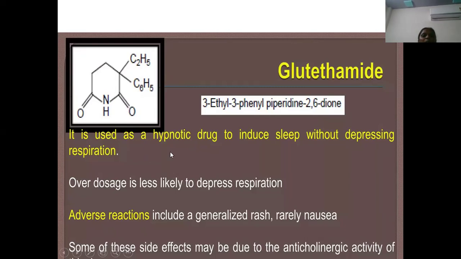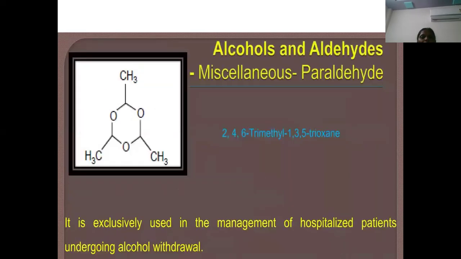It is used as hypnotic drug to induce sleep without depressing respiration. Overdose is less likely to depress the respiration. Adverse reactions include generalized rash, rarely nausea. Some of these side effects may be due to the anticholinergic activity. Next, alcohols and aldehydes.